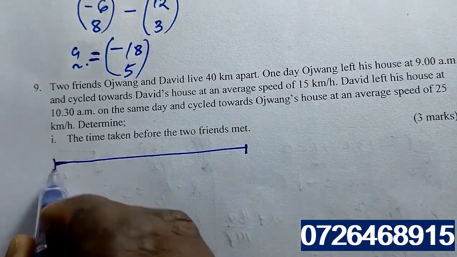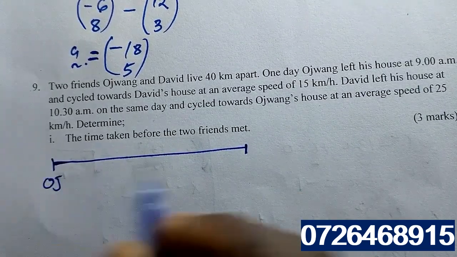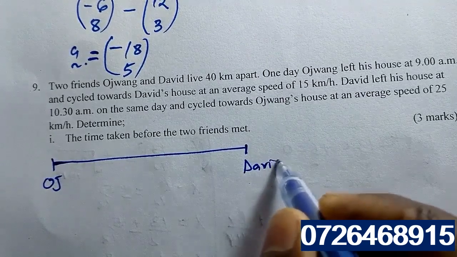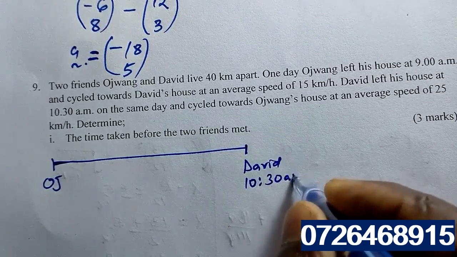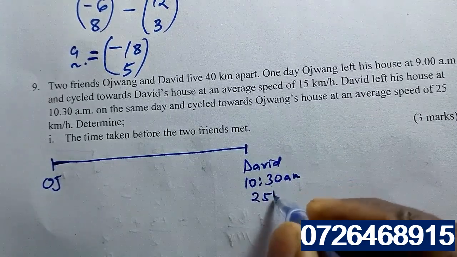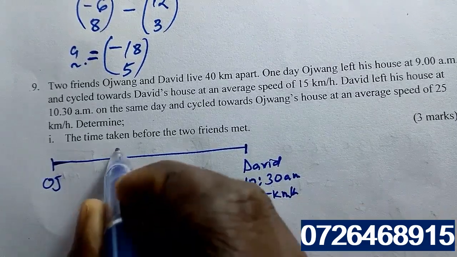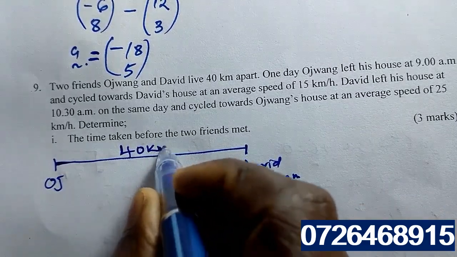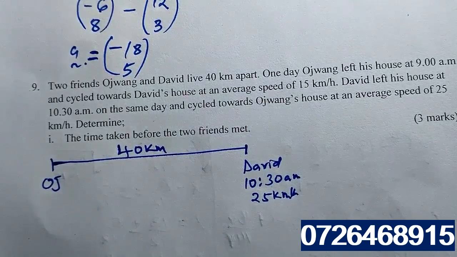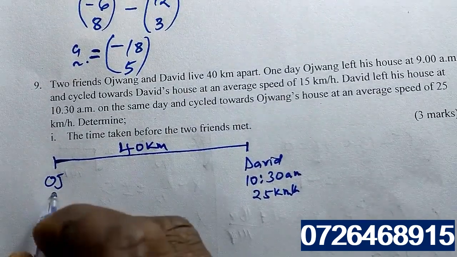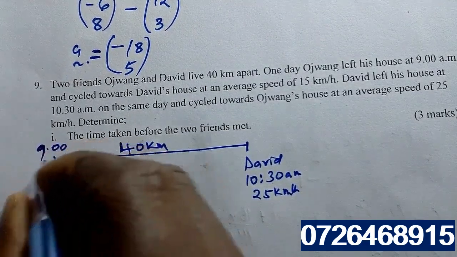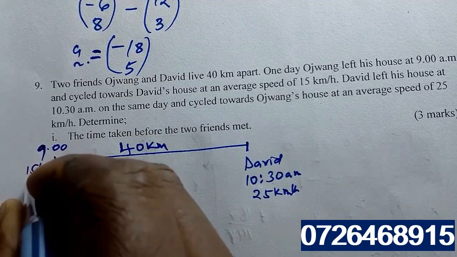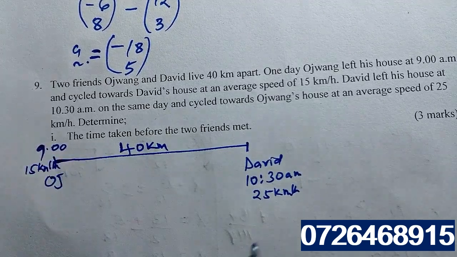So this is Ojuang and this is David. So David starts at 10:30 a.m. The speed is 25 kilometers per hour. The distance between them is 40 kilometers now. Ojuang alitoka hapa 9 a.m. na speed yake ni 15 kilometers per hour.